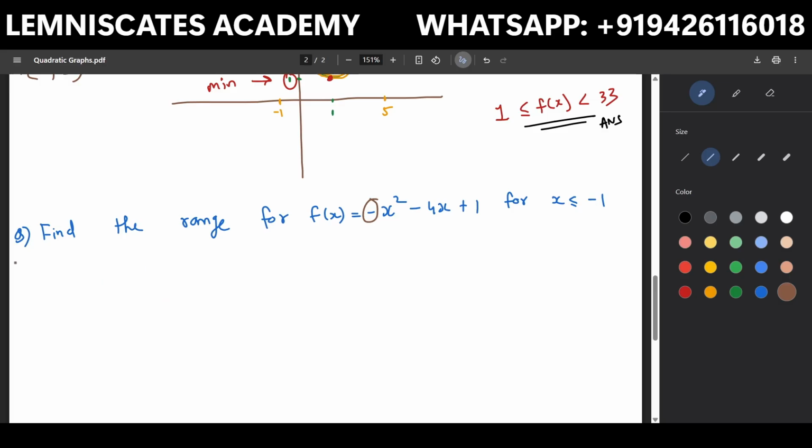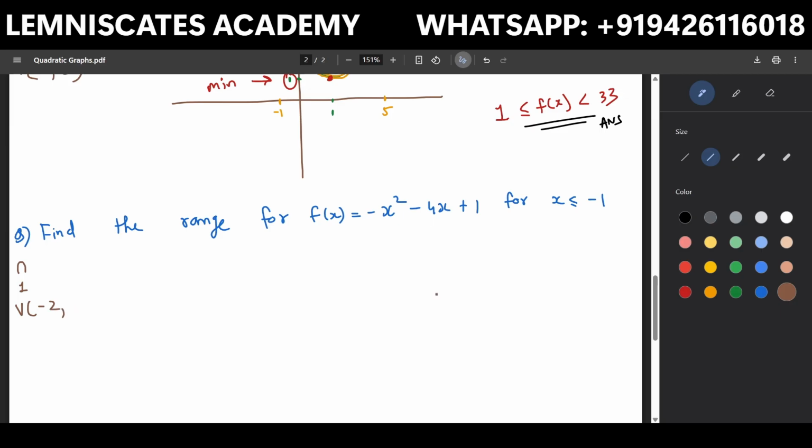Because the coefficient is negative, it's an inverted U shape. The y-intercept is plus 1. If you put x equal to 0, you get output as plus 1. And the vertex coordinate, how do you find it? Minus of minus 4, that is minus b, divided by 2 times a. So that is going to come out as 4 divided by, sorry, 4 divided by minus 2. So 4 divided by minus 2 is minus 2.